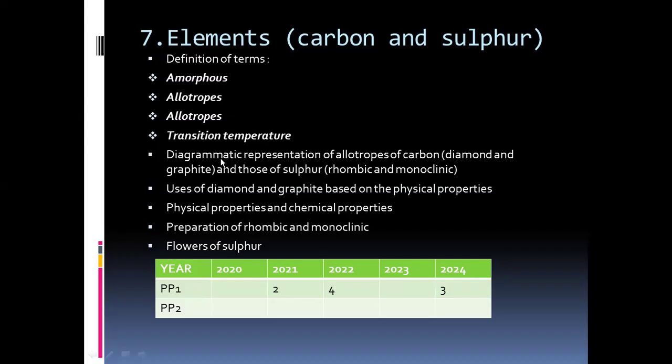Then you need to know the diagrammatic representation of allotropes of carbon, that is diamond and graphite, and the diagrammatic representation of allotropes of sulfur, that is rhombic and monoclinic. You also need to master uses of diamond and graphite based on their physical properties. Then the next one, there are physical properties and chemical properties, preparation of rhombic and monoclinic sulfur, flowers of sulfur. How has it been tested? 2021, 2 marks, 2022, 4 marks, 2024, 3 marks. Which year would you like us to go through? Someone can unmute and say, or you write it in the chat. Or if you need us to move to the next, just say we move to the next.